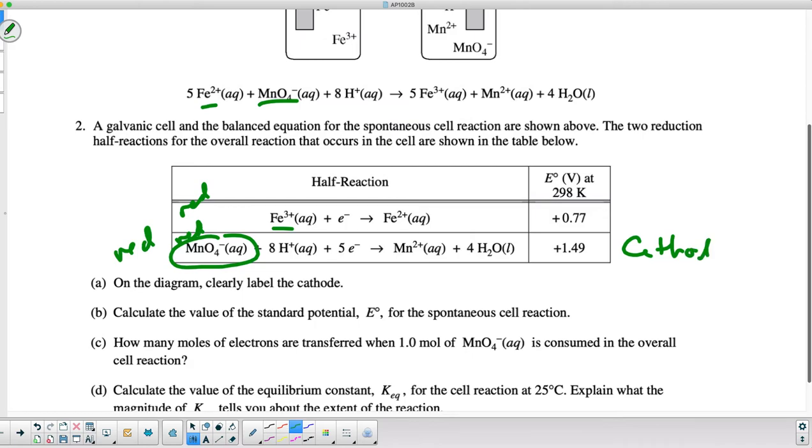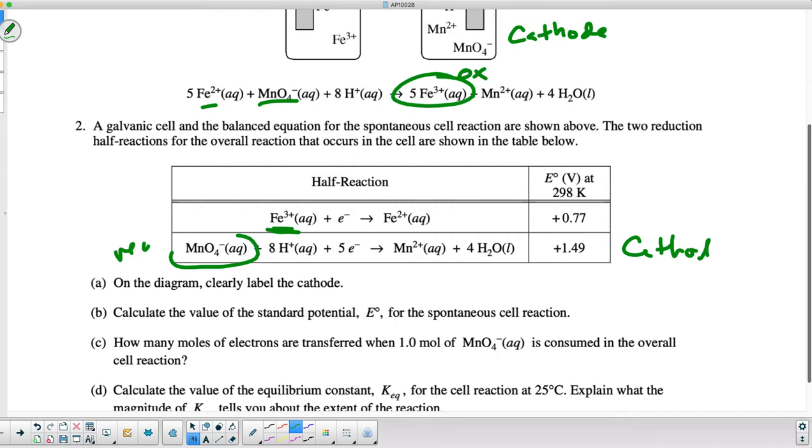So it says clearly label the cathode, so the cathode will be this right here. It has to be. Notice that the Fe +3 is on the other side here, which means this one right here is actually the oxidation part. This is oxidation because it's written in reverse. If we flip it, that's a reduction; if we flip it back, that's an oxidation. So the cathode is the one with the manganese and the permanganate.